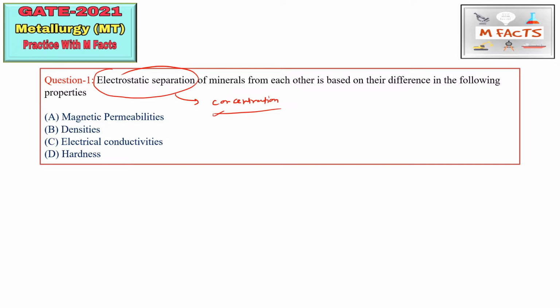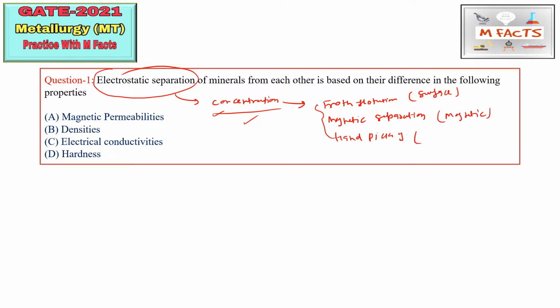Besides electrostatic separation, we have other concentration processes like froth flotation and magnetic separation. Hand picking is also part of concentration processes. Froth flotation is based on surface properties, magnetic separation is based on magnetic properties, and hand picking we can do by observation. They are asking which property electrostatic separation is based on.